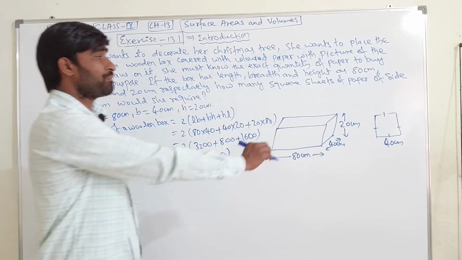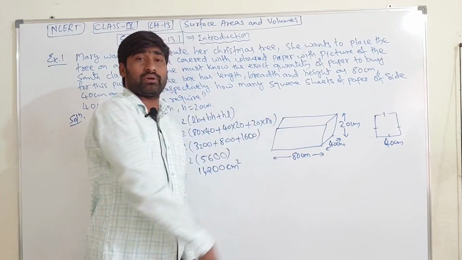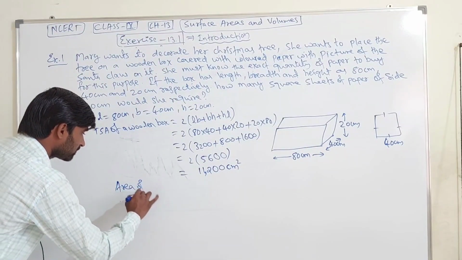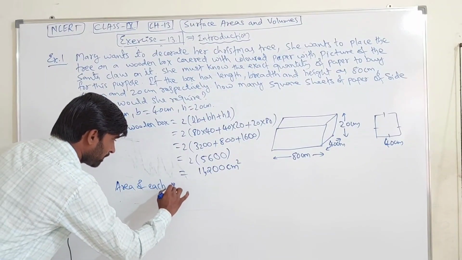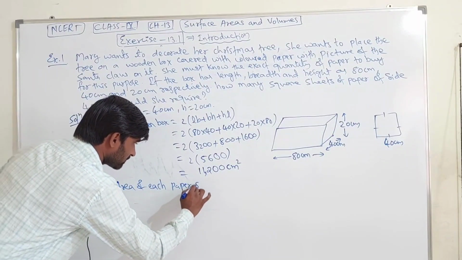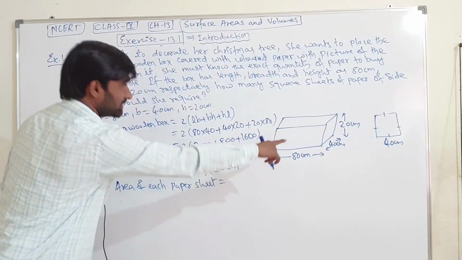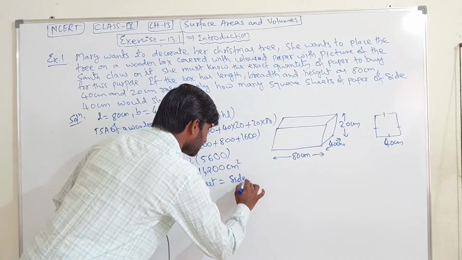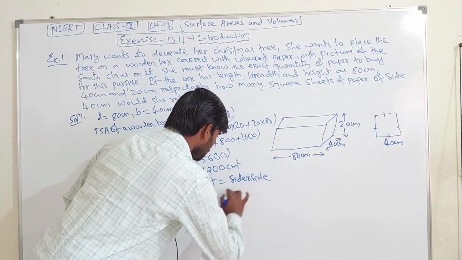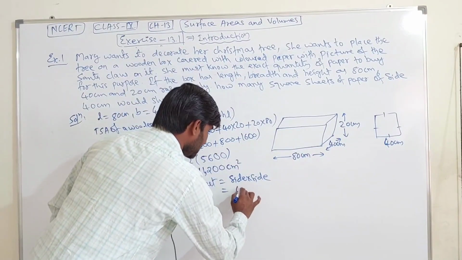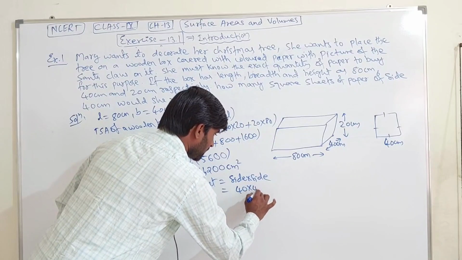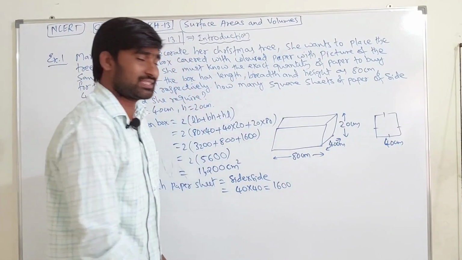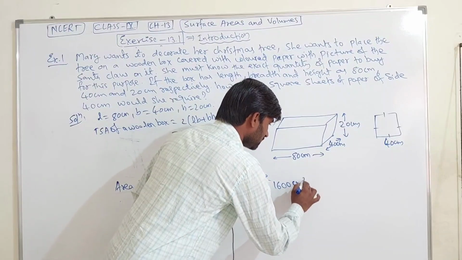Now we have to find the area of each square sheet of paper. The paper sheet is in the shape of a square. So the area of a square is what? Side into side. What is the side? 40 centimeter into 40 centimeter. So 4 times 4 is 16, and put the 2 zeros. So the answer is 1600 centimeter square.